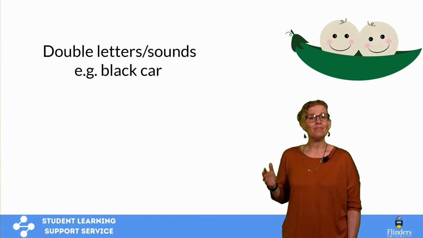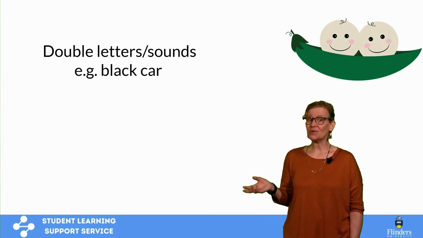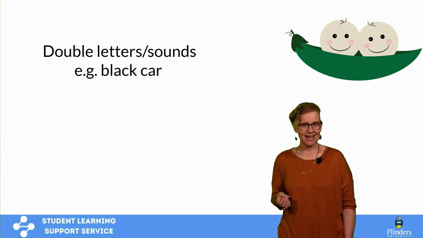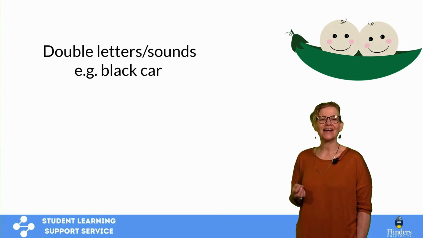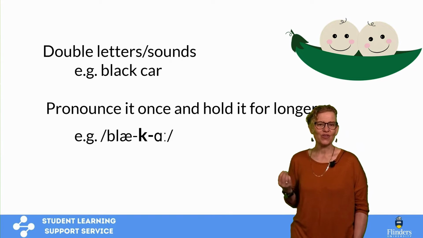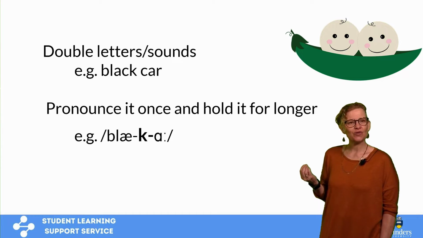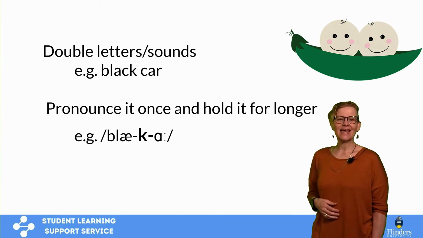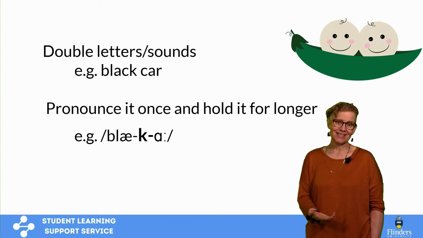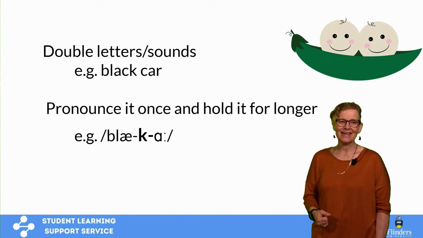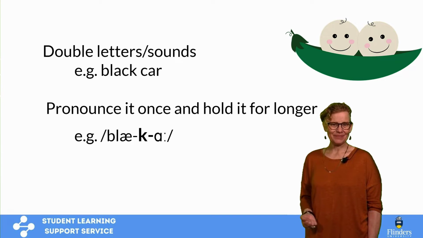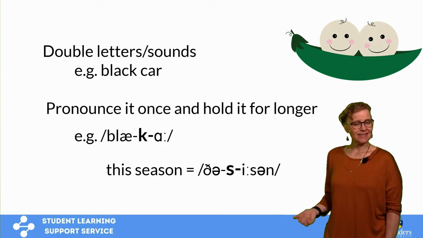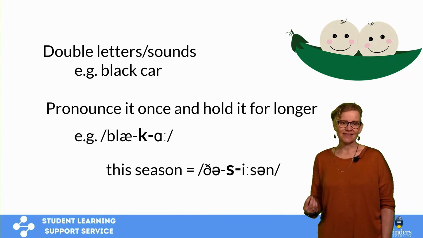For example, black car. Now it's quite hard to say black car smoothly. So what we tend to do is we just say one of those phonemes and we hold it for a little bit longer to indicate that it's actually representing 2 of its kind. So black car becomes black car. This season becomes this season.